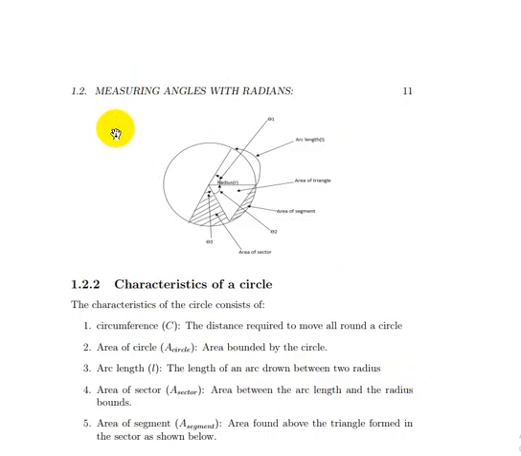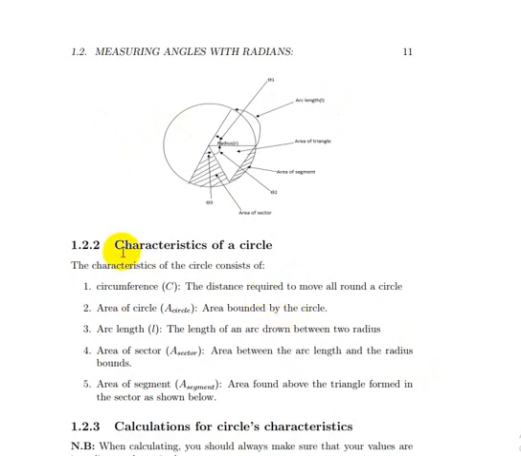Now, measure your angle with radians. In this section, the next point is going to be characteristics of circles. So you have a circle above here, and you need to know the different characteristics of circles which are going to be involved. The first characteristic of circles is the circumference, and the circumference is the distance required to move all around the circle.